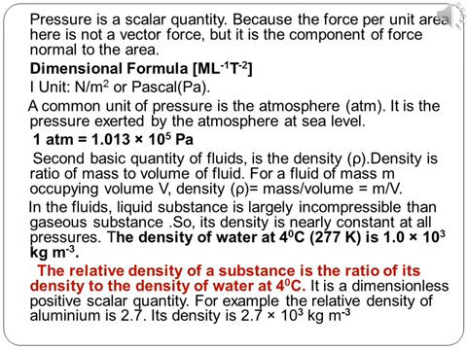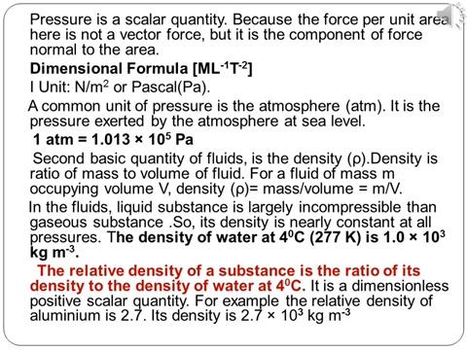What is its SI unit? Its unit is Newton per meter square or Pascal. 1 Pascal is equal to 1 Newton per meter square. A common unit of pressure is the atmosphere, which is denoted by ATM. It is the pressure exerted by the atmosphere at the sea level.